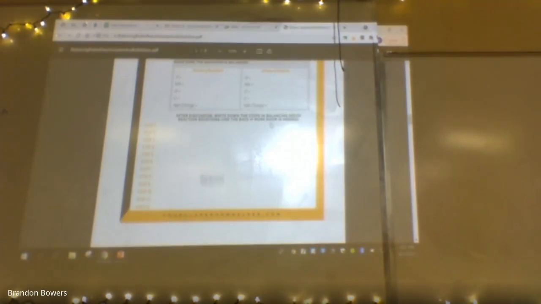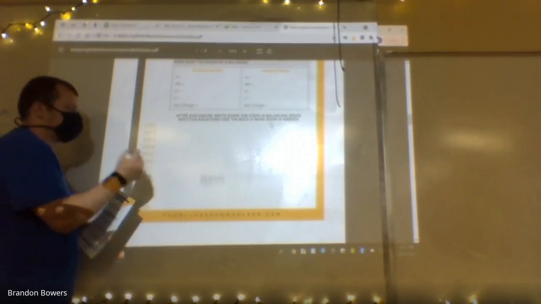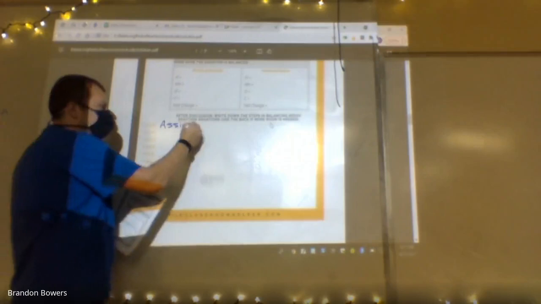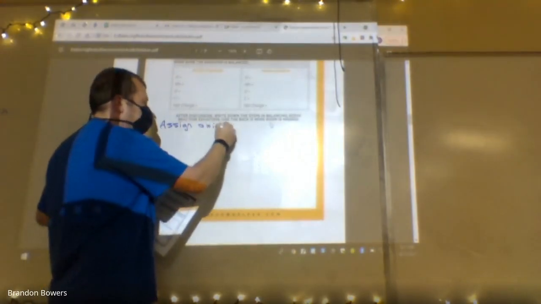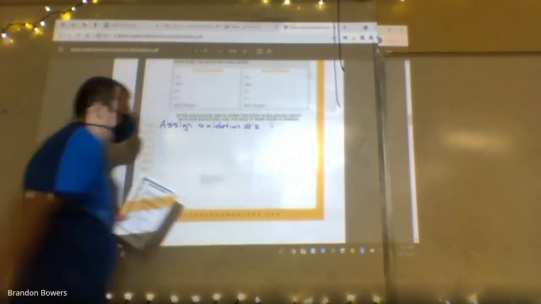Oh, okay. So, step 1. Write down the steps in balancing redox reaction equations. Use the back if more room is needed. So what happened in step 1? Go all the way back to the beginning. What happened in step 1? Very good. You assign oxidation numbers.